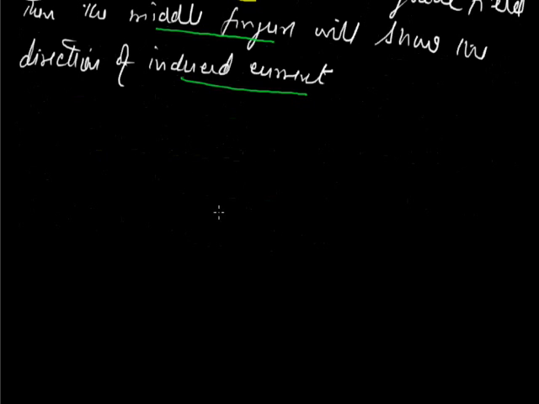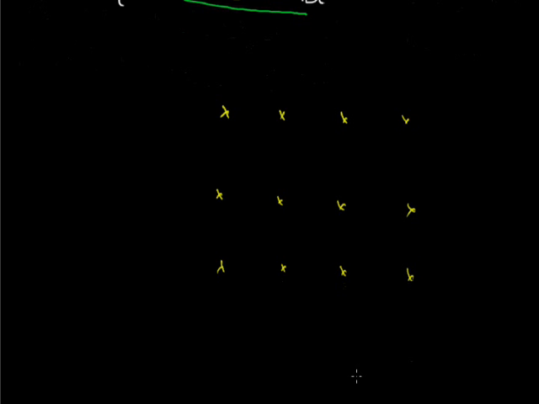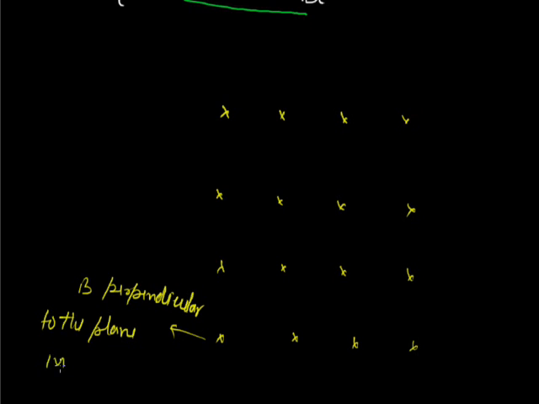Suppose this is a uniform magnetic field B, perpendicular to the plane, inward. A conductor is placed here in this way. It is moving in this direction with velocity v towards the right. Then by Fleming's right hand rule, the direction of current will be in this way, the direction of induced current I.